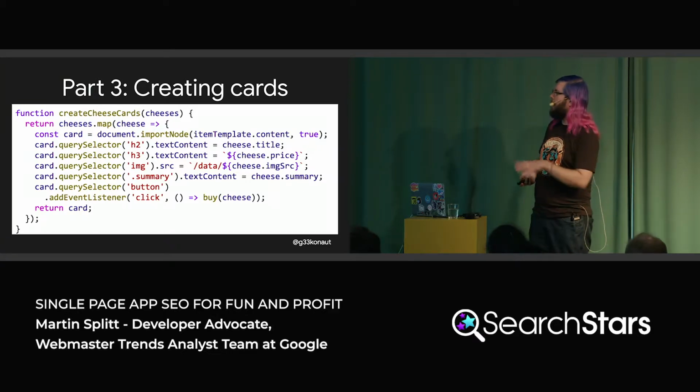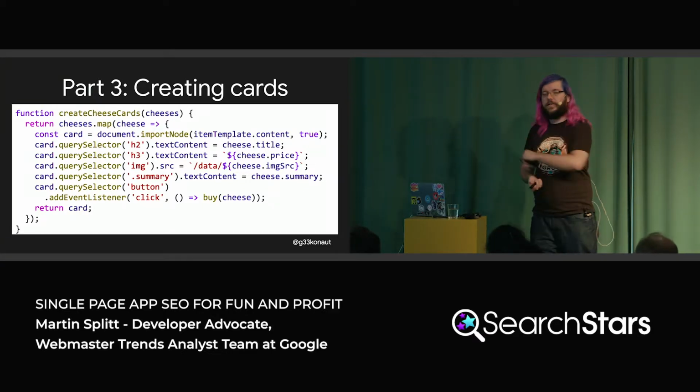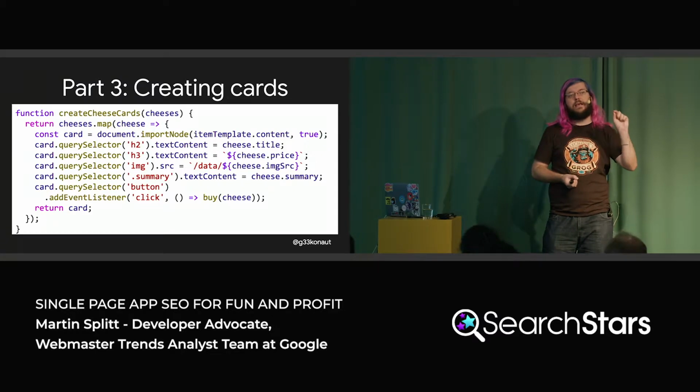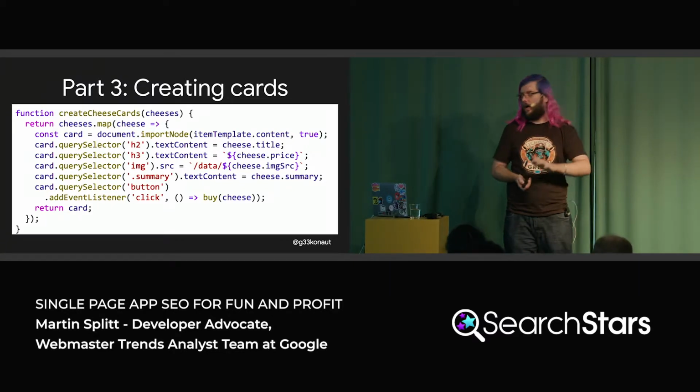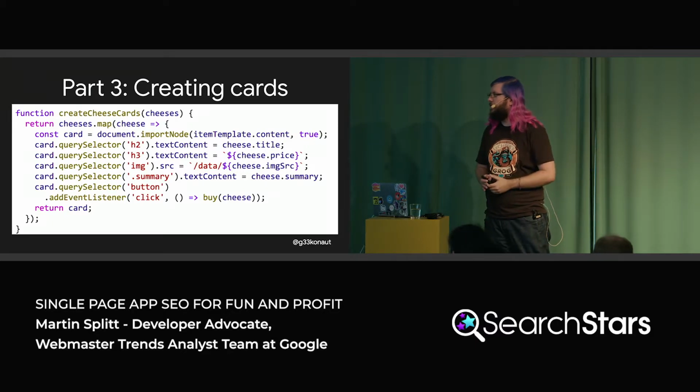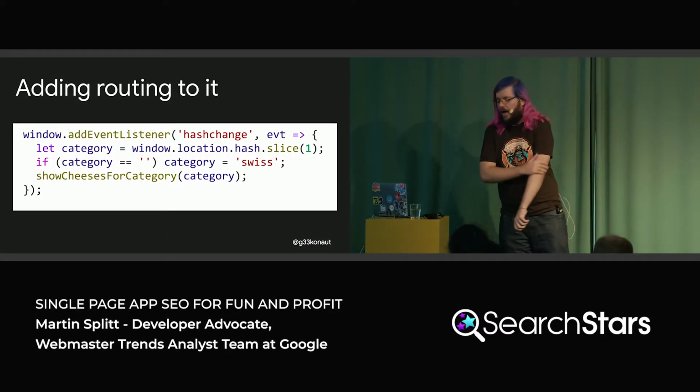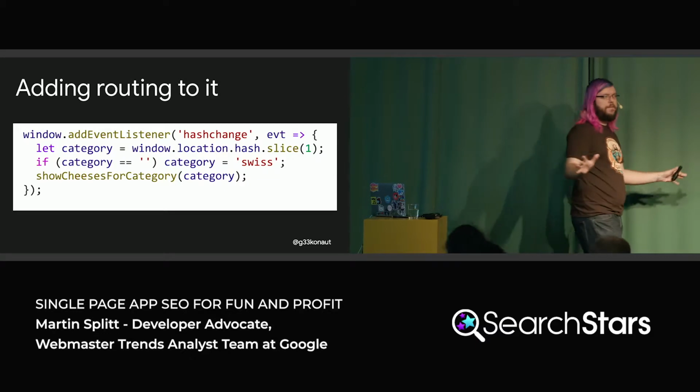I don't know. But fundamentally, here we have a function that is called whenever I click the buy button, and the cheese that I selected will be put in the cart or will be bought somehow. We don't care for this demonstration today. Now, how does this single page application work?